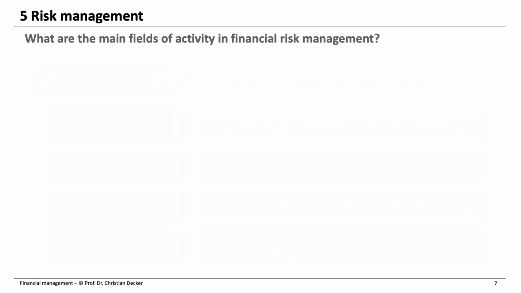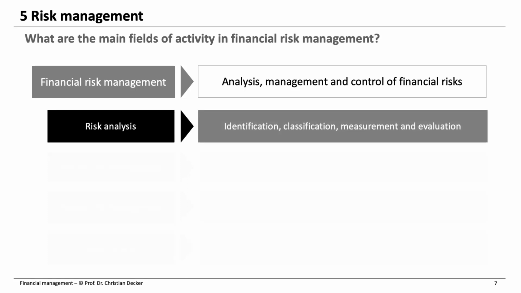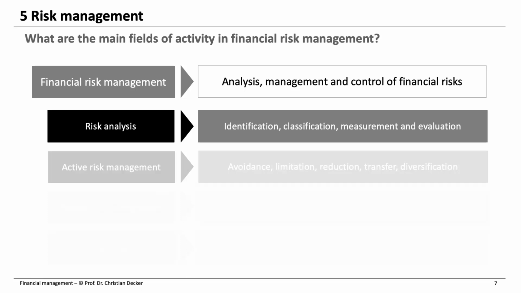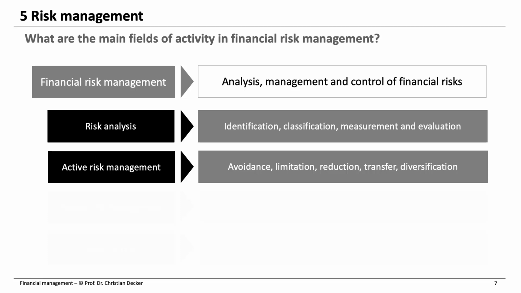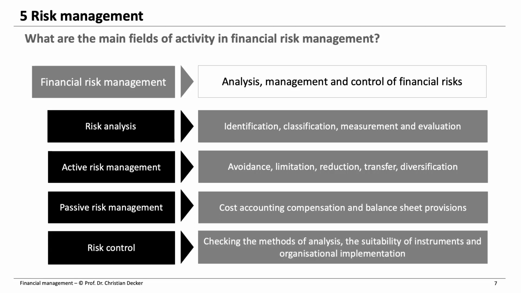What are the main fields of activity in financial risk management? Financial risk management involves the analysis, management, and control of financial risks. Risk analysis refers to the identification, classification, measurement, and evaluation. Active risk management serves to avoid, limit, reduce, transfer, and/or diversify risks. Passive risk management is used for cost accounting compensation and balance sheet provisions. Risk control means checking the analytical methods used, the suitability of instruments, and the organizational implementation in the company.